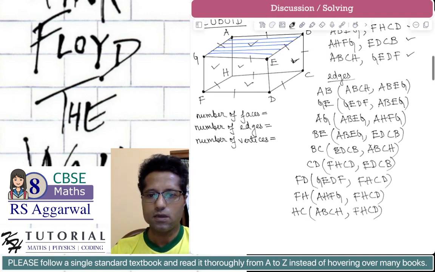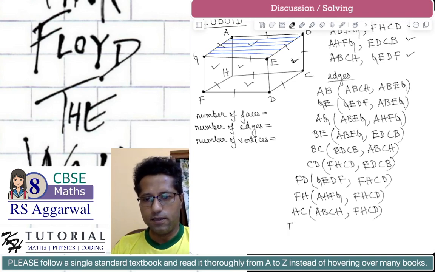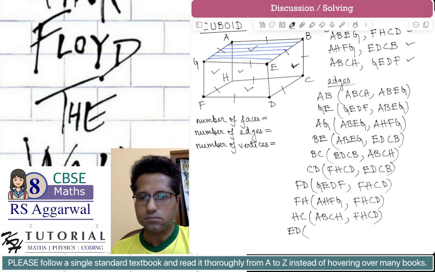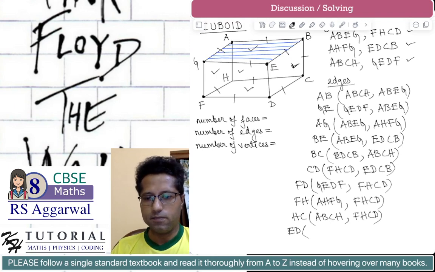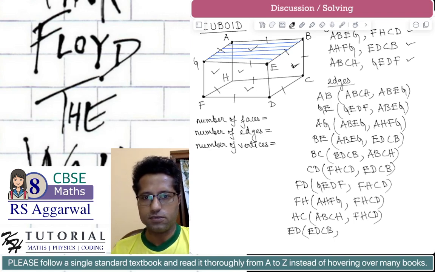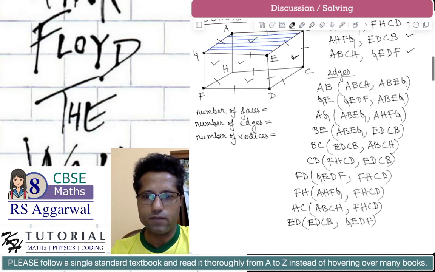Okay, let's consider ED, the HED. Its common faces will be, of course, the rightmost face, which is EDCB, and the face which is facing towards us, that is GEDF. Okay, so ED is considered. What edges are left? We have left GF.